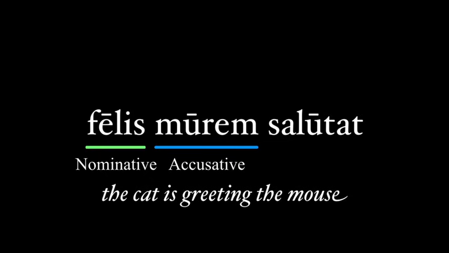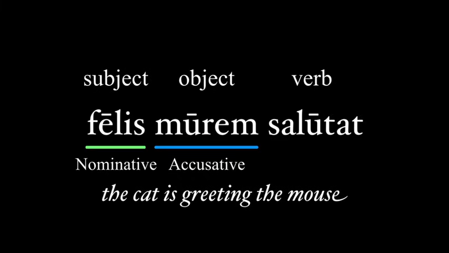So did you notice that in our Latin sentence, the subject nominative case always comes first, with the direct object accusative case in the middle and the verb at the end? This is the typical word order for Latin sentences, and it's different from what we are used to in English, where the direct object goes after the verb.